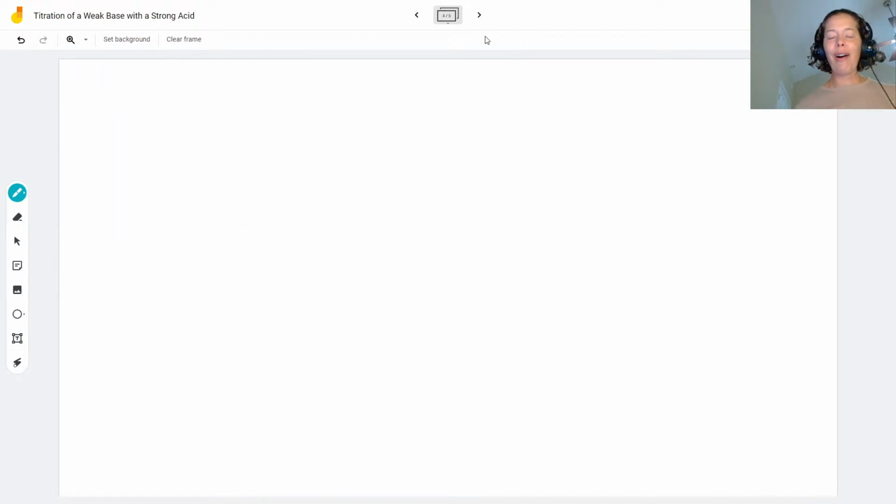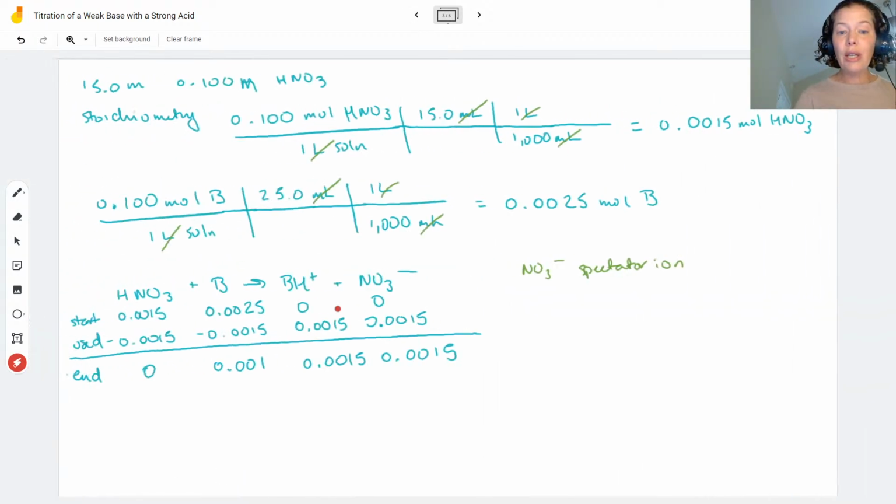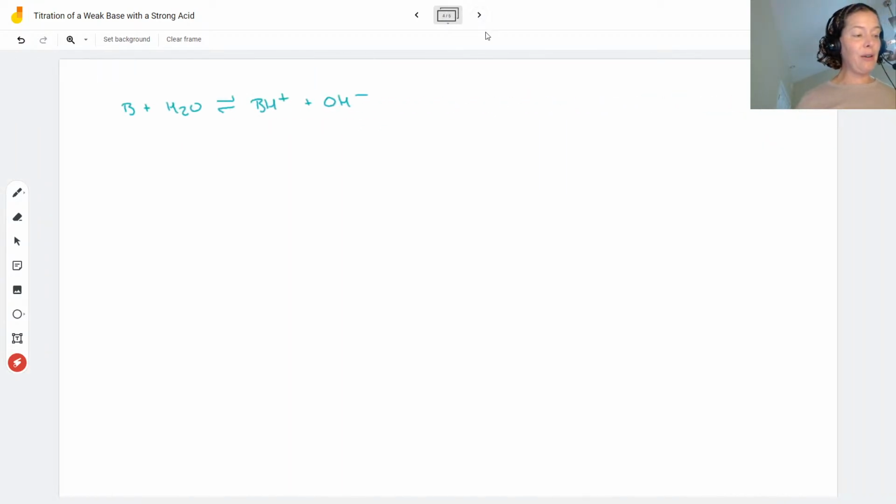Okay, so let's go on to our next blank page. So we've got, again, our base in aqueous solution. It's in equilibrium. We're going to get our protonated base and our hydroxide. So this is the same equilibrium reaction that we wrote for our part A, but of course our numbers are going to be different here. So we need to get the concentration of our base and the concentration of our protonated base. Remember, you made some moles of protonated base and we need to take that into account.